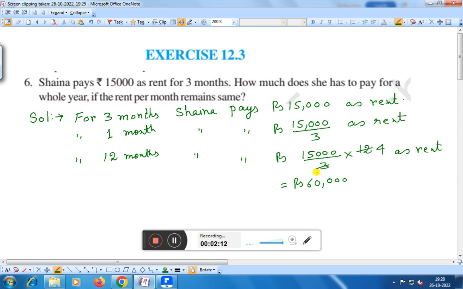Therefore, how much does she have to pay for a whole year? Therefore, we can say that she has to pay rupees 60,000 for the whole year.